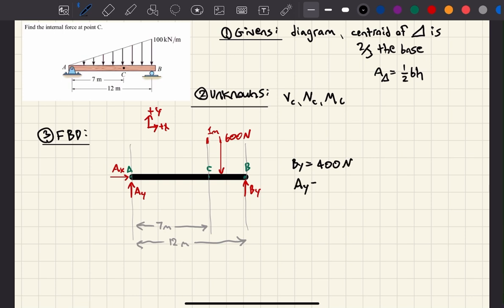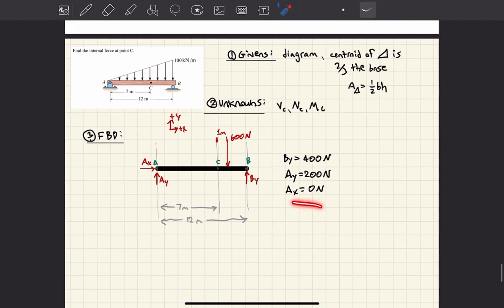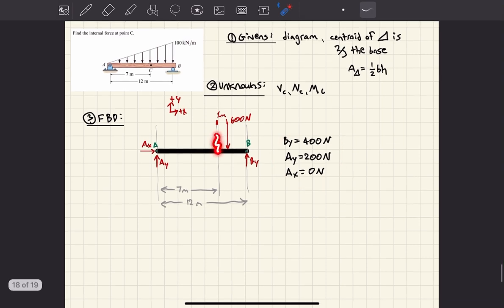Ay is equal to 200 newtons. And you're going to find that Ax is equal to 0 newtons. And they're all positive, so we correctly guessed the directions. Amazing stuff. Now we can move on to actually finding the internal forces at point C.